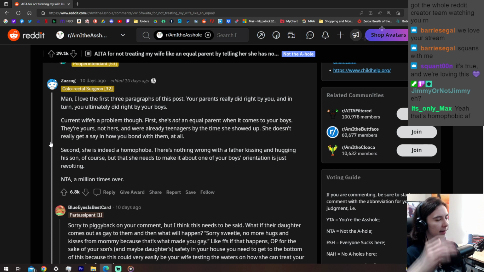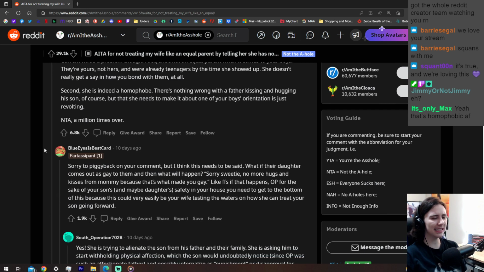So yeah, she's absolutely sexualizing this parental gesture. It's not like he's kissing him on the lips. That would be weird, to kiss your grown son on the lips, gay or not, but it's a forehead kiss. What the fuck is wrong with you?